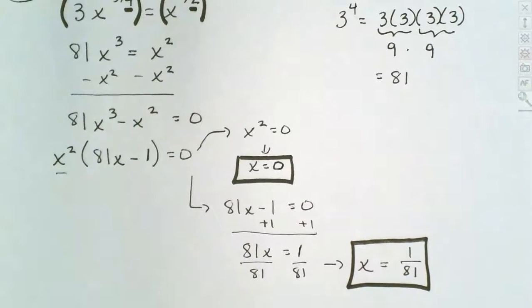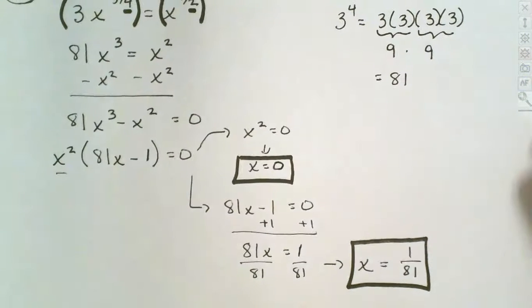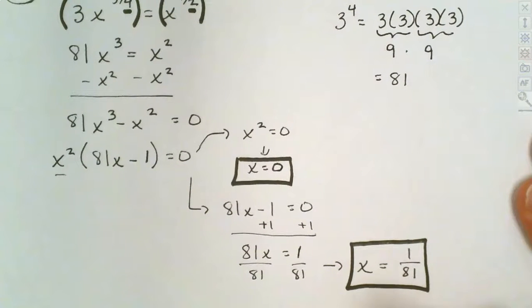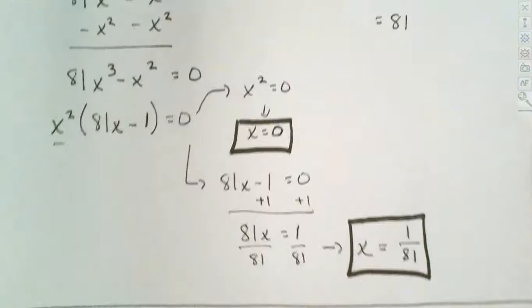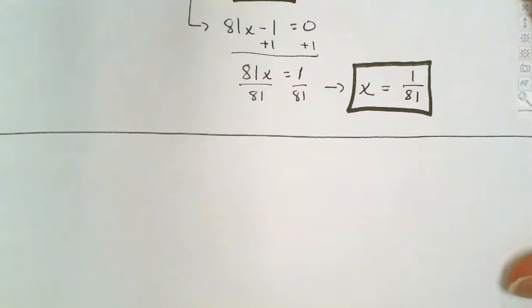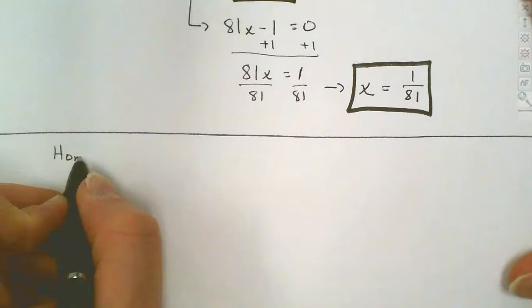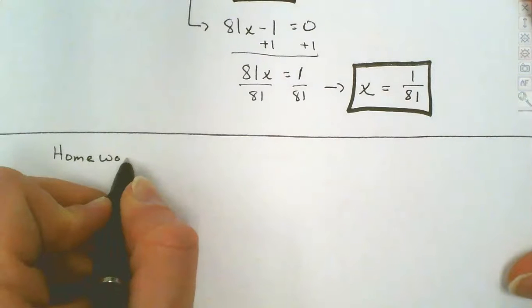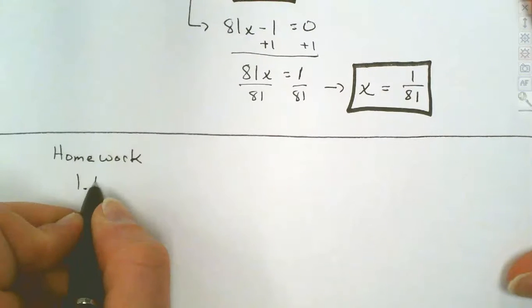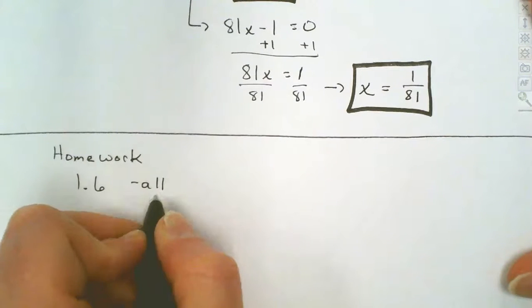I don't think we really have enough time to do another one. I think that should get us through the lecture for this evening, because we just don't have enough time to do another question. So we have now finished up 1.6. So your homework now is going to be 1.6. You'll need to do them all.